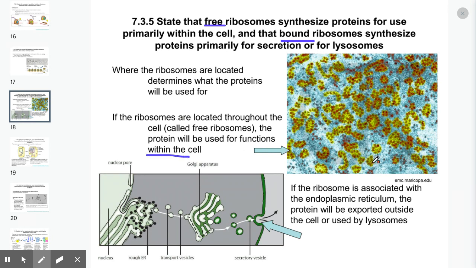They kind of float through the cytoplasm, and they make proteins that are specifically used for things within the cell. So all of these ribosomes are going to read the information off that messenger RNA to eventually make that protein that's going to be part of the inner workings of the cell.